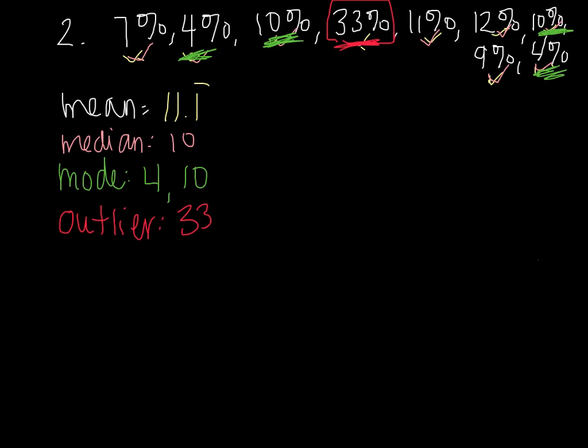I mean, if you look at 4 and then you jump to 12, that's pretty different, but it kind of gradually increases up to 12. Whereas 33 is a huge jump from our biggest number 12 all the way up to 33. So that is why 33 is our outlier.